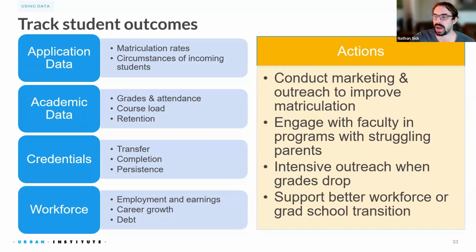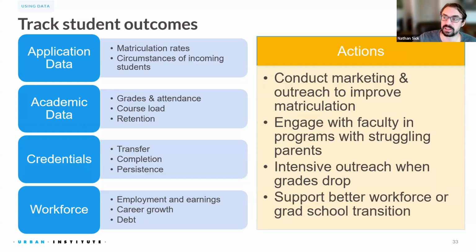So student outcomes data could be from your application, matriculation rates, circumstances of incoming students, using academic data like from Blackboard or wherever you track course completion, grades and attendance, course load, retention rates. Credentials, you can look at transfer, completion, and persistence rates. And then workforce can be challenging to get good workforce data, but employment and earnings data, maybe from state UI data, career growth, and debt.